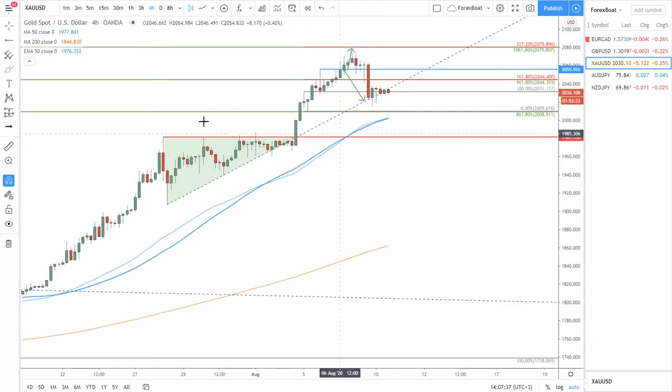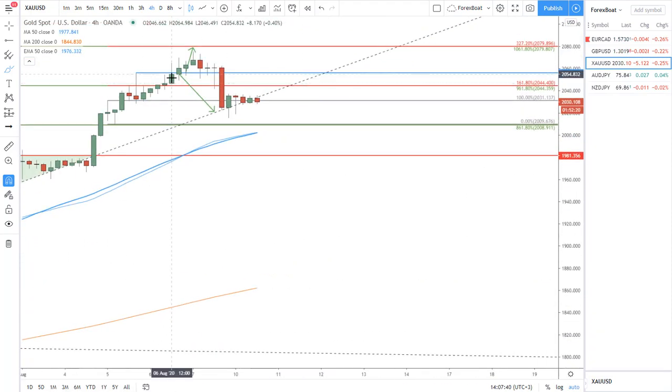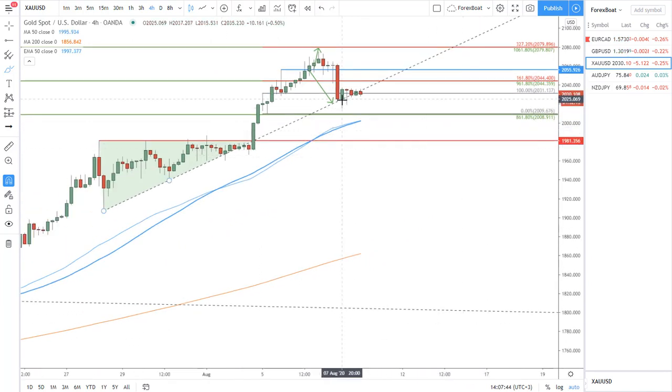Gold. On the gold, very tricky. We expected this pullback towards the uptrend trend line, and as we see, that uptrend trend line has been rejected, which means that there is still a potential for further growth unless this support is broken.